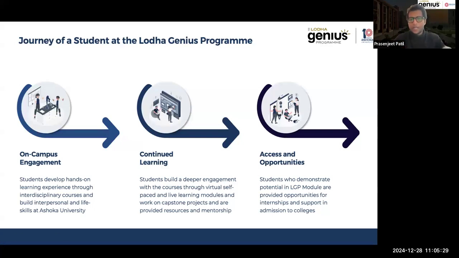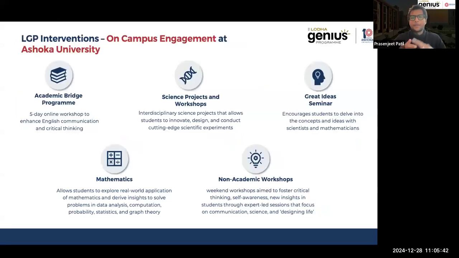You will start off with an on-campus engagement, which happens during the month of May at Ashoka University, where you will undergo different sorts of projects. You'll go through science projects and workshops. You will undergo mathematics. There are a lot of non-academic workshops catered to a wide variety of interests, and of course, some life skills as well. There's something called the Great Ideas Seminar, where we also invite scientists and industry leaders across the globe to come and interact with you.